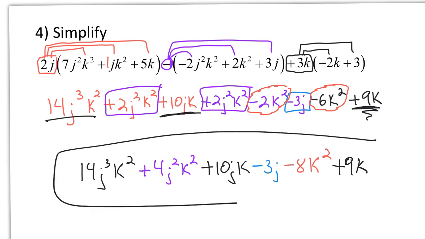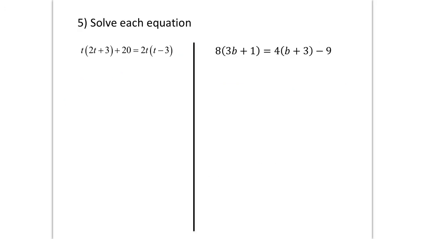So all of this right here is your answer. None of the terms are like terms on this one because every term has a different exponent with the variable. J cubed k squared, j squared k squared: these are not like terms because the j's are not the same. Jk doesn't have an exponent of 2 or 3, so not the same. J, k squared, and the k: these are not the same term because this one doesn't have a square. So that's my answer for this example. You just distribute and combine like terms.